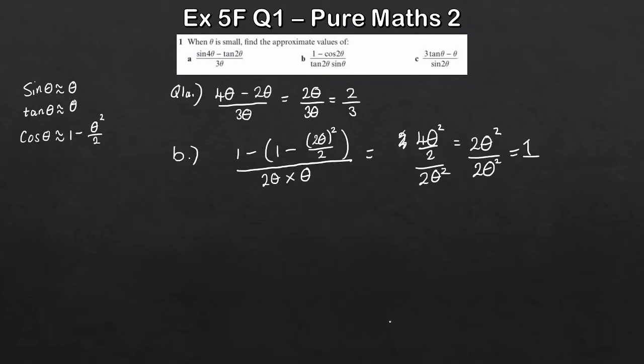Okay. And then finally for part C, 3 tan theta minus theta, divided by sine 2 theta. Well, 3 times tan theta, if tan theta is approximately theta, this is 3 times theta. We minus theta here, just like we've been given in the expression, and then we divide it by sine 2 theta, so that's going to be 2 theta. So 3 theta minus theta is 2 theta, and we divide it by 2 theta again. And again, just like we had here, that gives us 1.